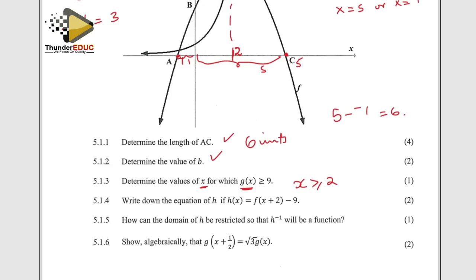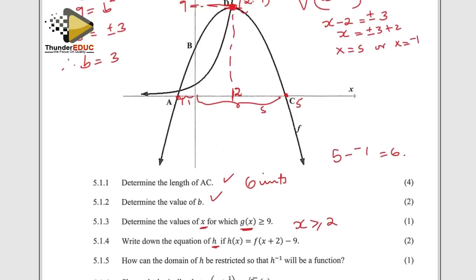And then next, write down the equation of h. If h of x is f of x plus 2 minus 9. So if we get f, which is the parabola, and then we shift it 2 units to the left. Remember the turning point here is 2. So which means the graph is going to be somewhere here. Okay. And then we drop the graph 9 units below. So the graph is going to be turning around here. So automatically, my equation is just going to be negative x squared, since it's still a frowning graph.